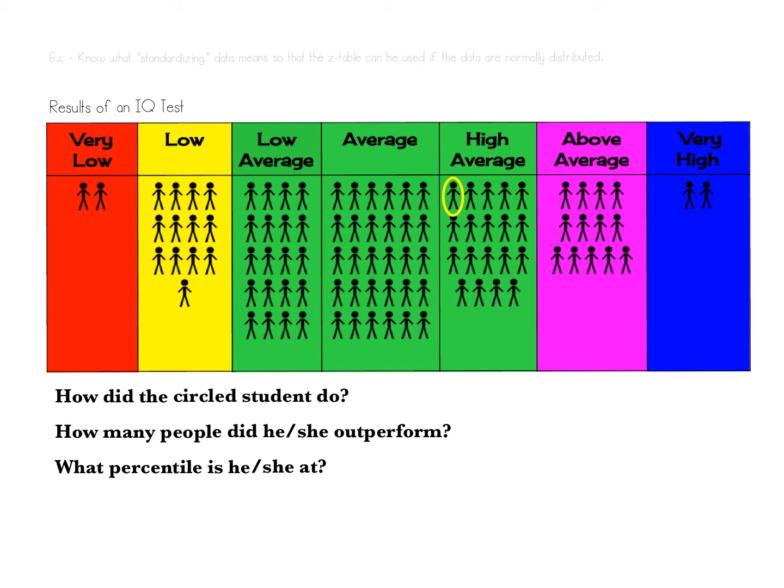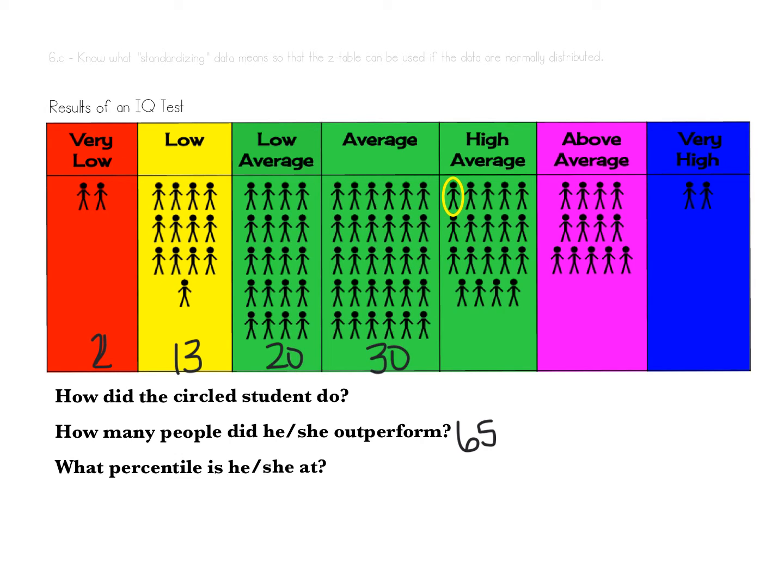So how many people did he or she outperform? Basically, how many people scored below that student? So we're talking about all these people, these people, these people, and these people. So I'm going to need to add them up. I see that there are 2 people in this category. Go ahead and pause the video and count up how many people are in each group. So I see that this student outperformed 65 students. So there are 65 students that scored lower on the IQ test than that circled student.